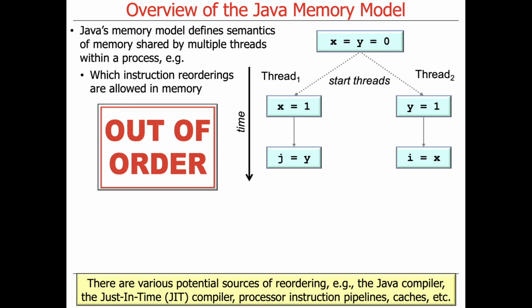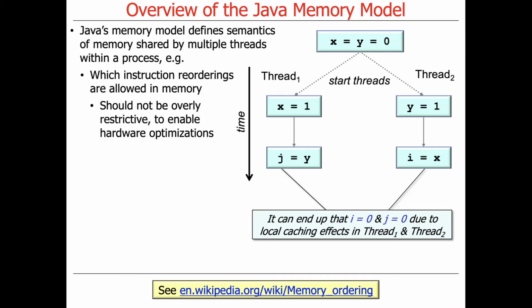And there's a bunch of things that can reorder instructions at various levels. The Java compiler could do it. The just-in-time compiler could do it. Processor instruction pipelines, the assembler, the caches, you can reorder things all over the place. And there's a bunch of subtle issues here that you have to be concerned with. So here's one of them.